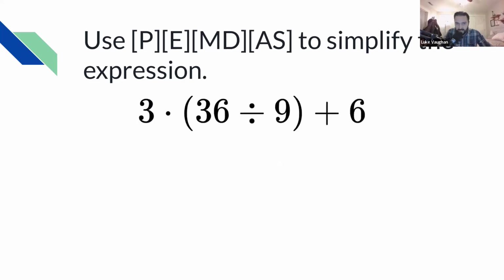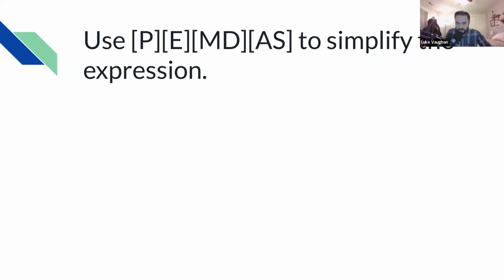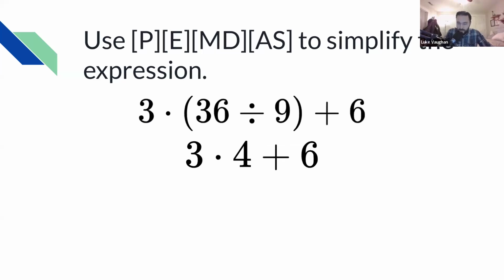Here we have 3 times (36 divided by 9) plus 6. Do we have anything in parentheses? Yes, we do. 36 divided by 9 right there. We know that that's 4. So the stuff in the parentheses simplifies to 4. Now we have 3 times 4 plus 6. And the parentheses aren't necessary anymore, so we can just get rid of those. And we have 3 times 4 plus 6.